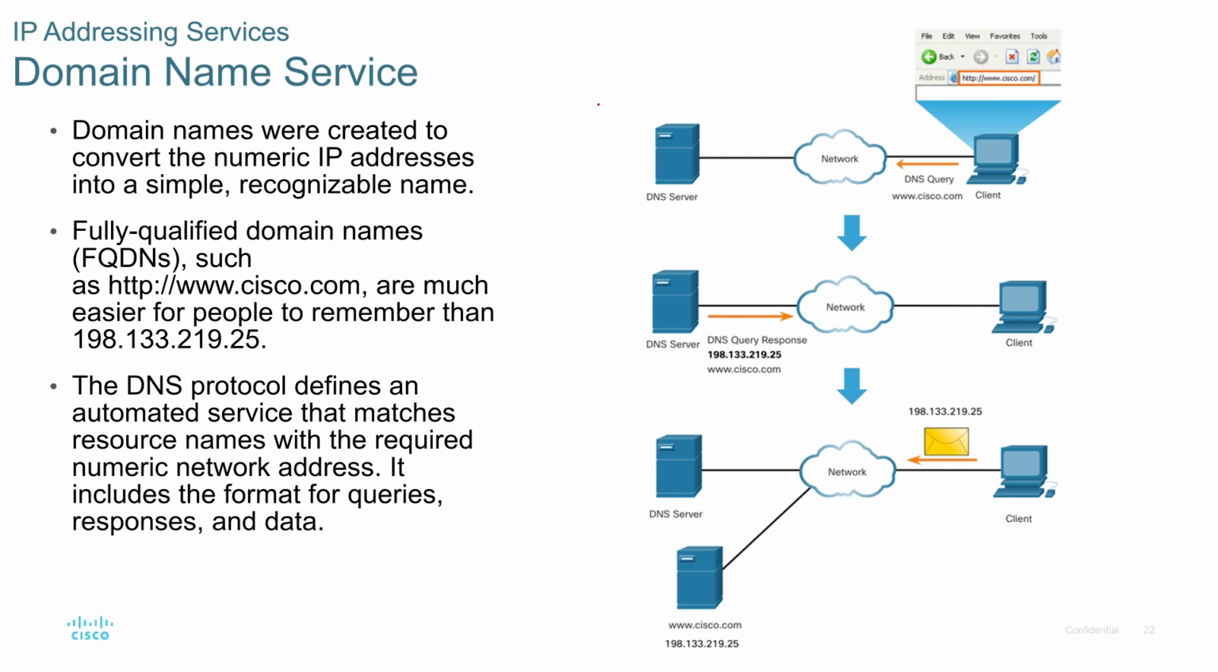A fully qualified domain name such as HTTP, www.cisco.com is much easier for people to remember than an IP address such as 198.133.219.25. The DNS protocol defines an automated service that matches resource names with the required numeric network address. It includes the format for queries, responses, and data.